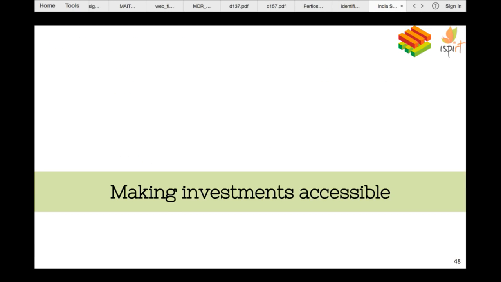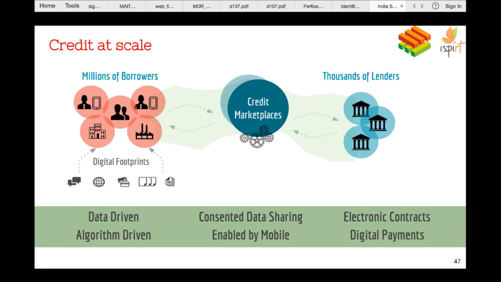And this enables a large credit system at scale, where you have millions of borrowers using their digital footprints and credit marketplaces using consented data sharing, enabled by mobile, fully data driven, using electronic contracts and digital payments for people to get access to credit. Access to credit is a big driver of growth, and we expect that a lot of poor people will be able to pull themselves out of poverty using the system.